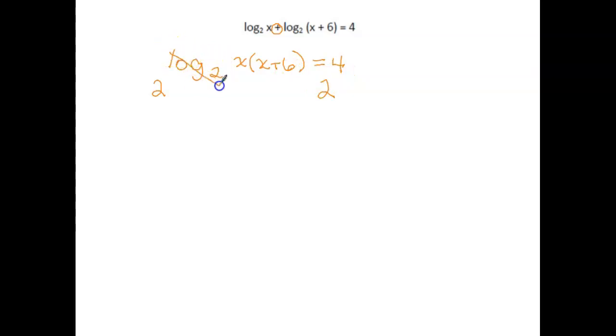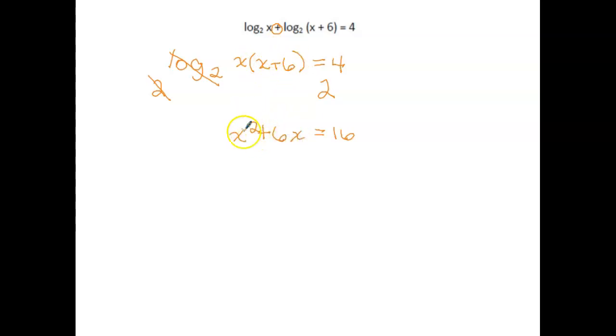So this log base 2 and this 2 are going to cancel each other out. And we have 2 to the 4th over here. So 2 to the 4th is equal to 16. And on this side, we're just going to distribute. So x times x is x squared. x times positive 6 is positive 6x.